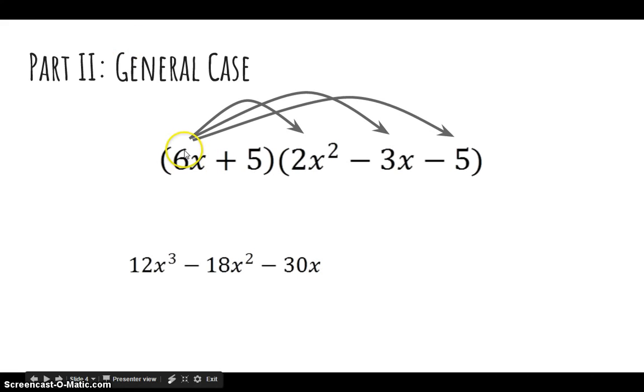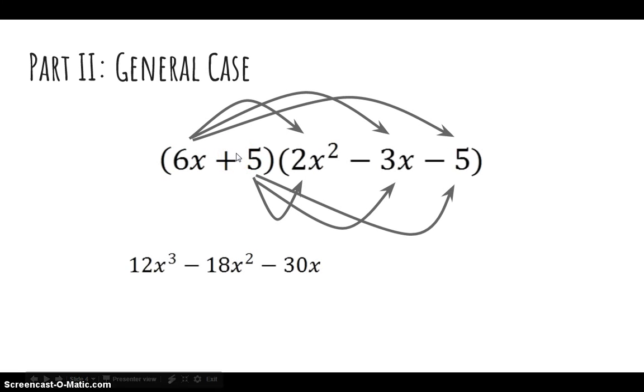Now, that's distributing the 6x, but then just like we did before, we also have to distribute the 5. So 5 times 2x squared, 5 times negative 3x, 5 times negative 5. And just like before, once we do that, 5 times 2x squared is 10x squared. 5 times negative 3x is negative 15x. And 5 times negative 5 is negative 25.